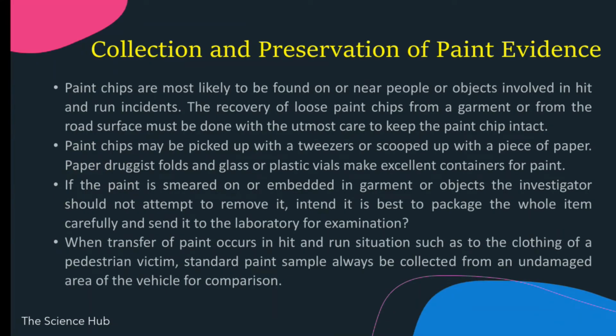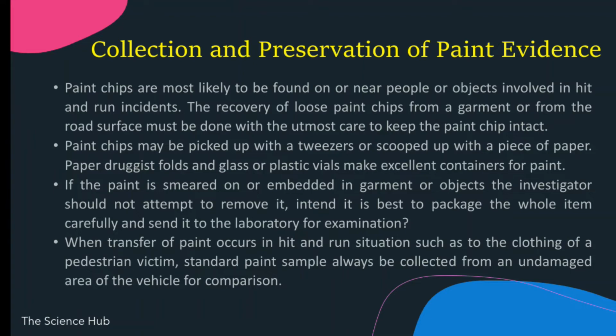Now, for the forensic purpose, we should go for the collection and preservation of paint evidence. There are general steps we should follow for the collection and preservation of paint evidence. Paint chips are likely to be found on or near the people or objects involved in hit and run incidents. The recovery of loose paint chips from a garment or from the road surface must be done with the utmost care to keep the paint chip intact.